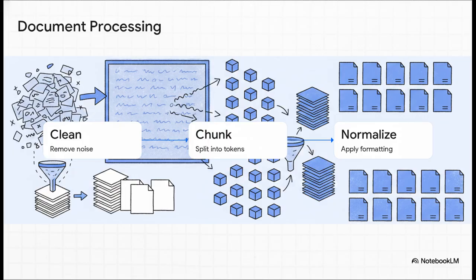But listen, you can't just shove a massive 500-page PDF into one of these vector stores. It just doesn't work. You need document processing. First, we clean the data, getting rid of all the noise like headers, footers, and boilerplate text. Then comes the crucial step, chunking. We split the documents into smaller, bite-sized pieces, usually right around 200 to 1,000 tokens. Think of it like cutting up a giant textbook into a stack of bite-sized flashcards. Why do we do this? Well, because retrieval works infinitely better on smaller, specific semantic units rather than massive, overwhelming walls of text. Finally, we normalize everything just to ensure the formatting is totally consistent.